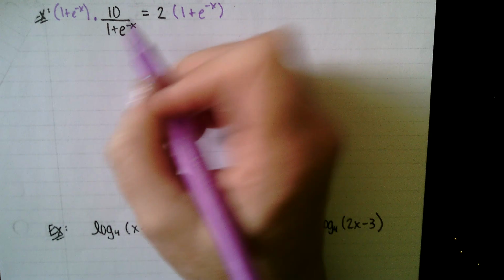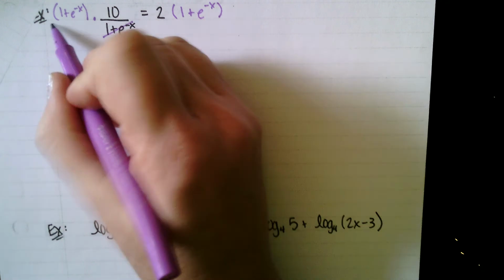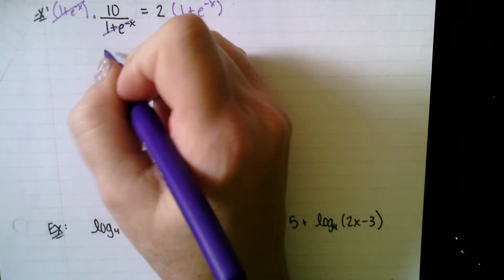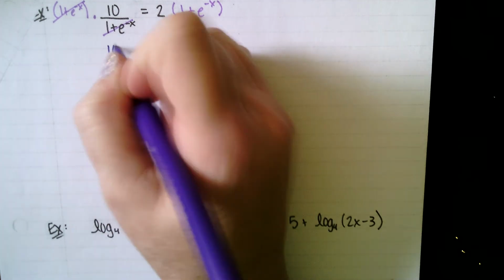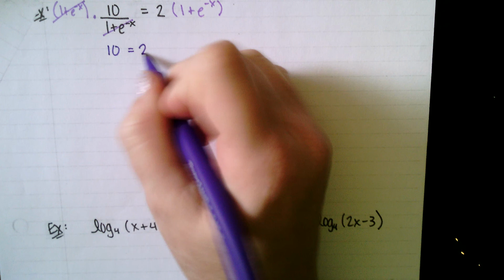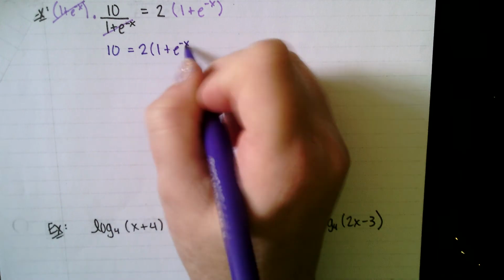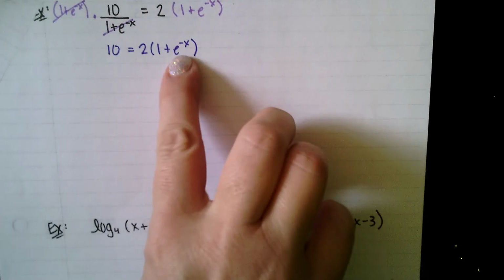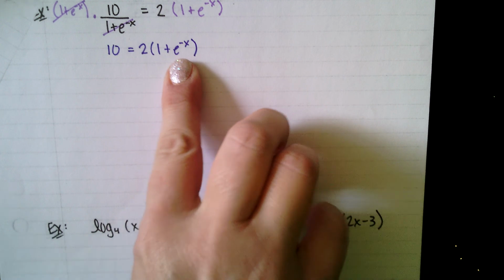That's going to allow us to cancel out that denominator and make our equation just a little bit more simple to start out with. So then we have 10 equals 2 times 1 plus e to the negative x. This is starting to look a little bit like variables in the exponent. So I think what I want to do is try and isolate that base up to the power.